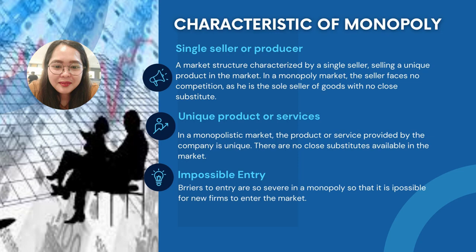So the second one is unique product or services. In a monopolistic market, the product or service provided by the company is unique. There are no close substitutes available in the market. So, ang unique nga product nagpasabot nga walay close nga ikapuli sa mga monopolistang produkto. Tungod niini, gamay ra o walay competition ang giatubang sa monopolista.